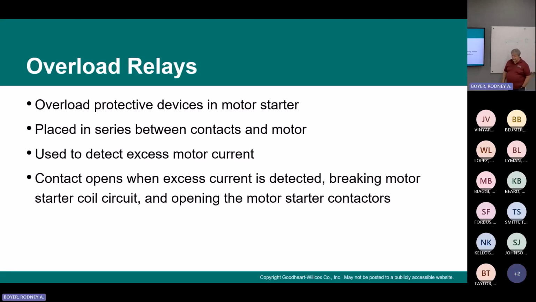Overload relays are protective devices on the motor starter, placed in series between the contacts and the motor. Used to detect excess motor current, the contact opens when excess current is detected, breaking the motor starter coil circuit and opening the motor starter contactor. So it kills the control signal and the high voltage.